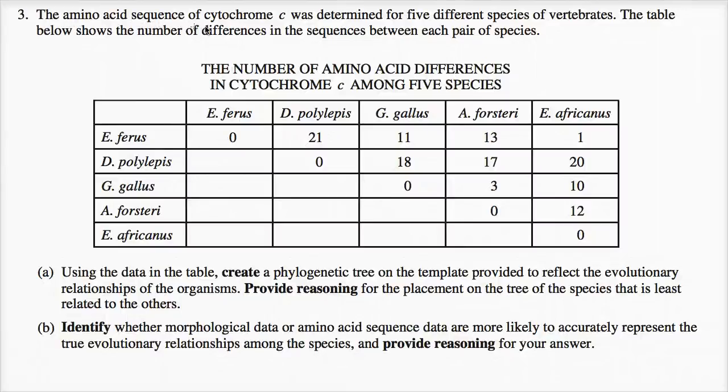The amino acid sequence of cytochrome C was determined for 5 different species of vertebrates. The table below shows the number of differences in the sequences between each pair of species.